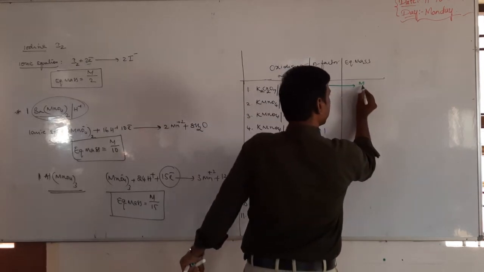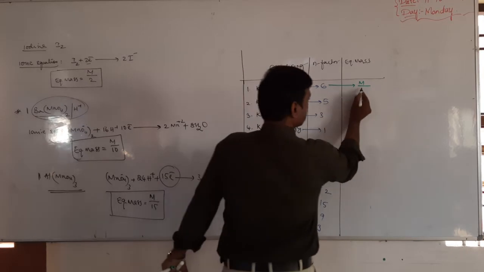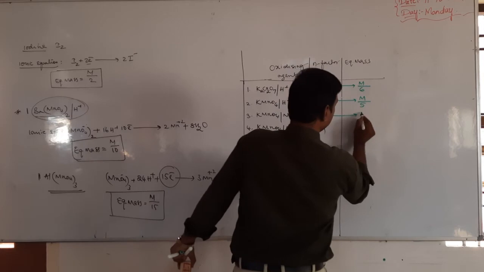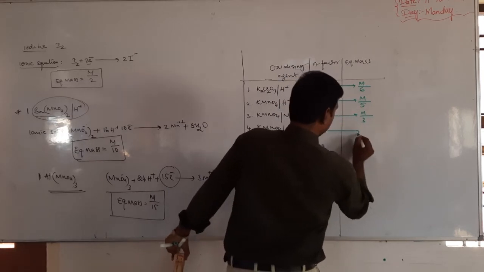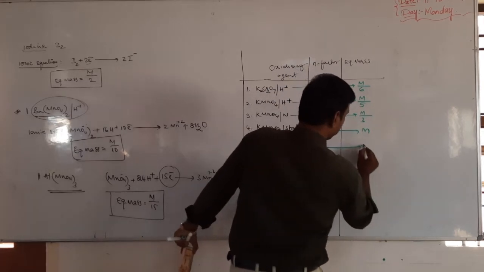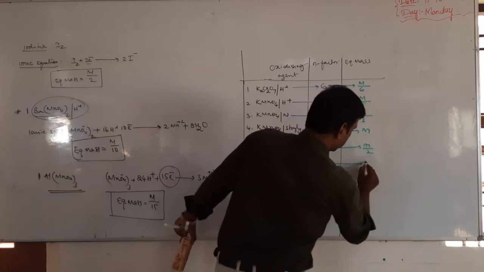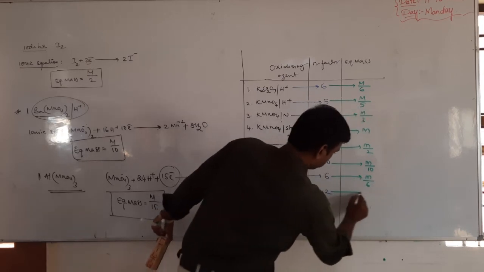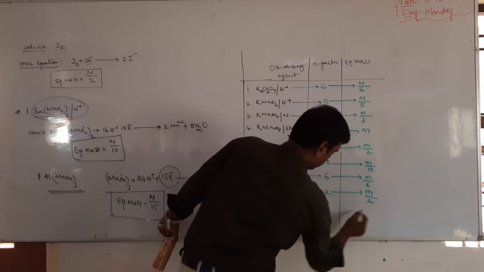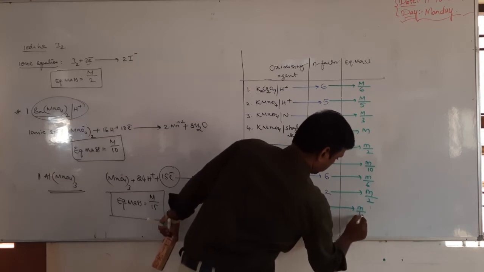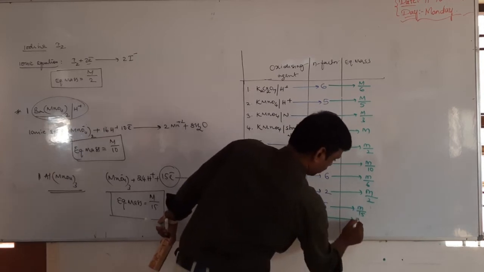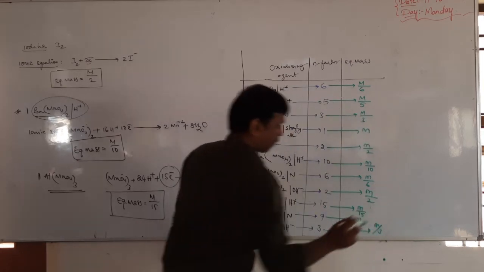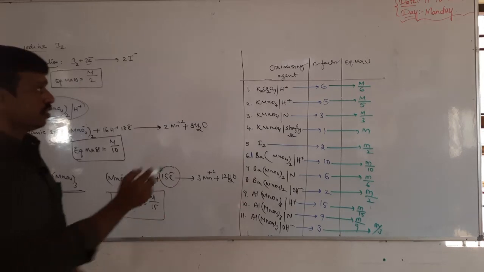Equivalent mass is molecular mass by N factor. N factor is 6. Here molecular mass by 5, molecular mass by 3. It is equals to molecular mass. It is molecular mass by 2. It is molecular mass by 10. It is molecular mass by 6. Molecular mass by 2. Molecular mass by 15. Molecular mass by 9. It is molecular mass by 3.